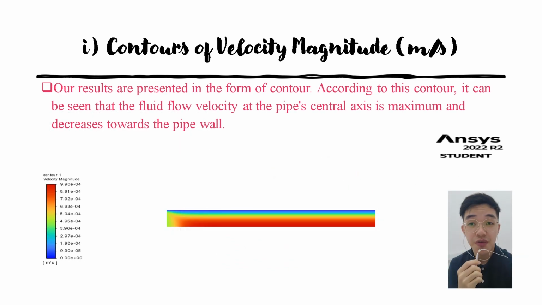Hi, it's me again. So for the results, there are 3 results we can get from this CFD simulation. The first one will be the velocity magnitude. Our result is presented in the form of a contour. According to this contour, it can be seen that the fluid flow velocity at the pipe central axis is maximum and decreases toward the pipe wall.